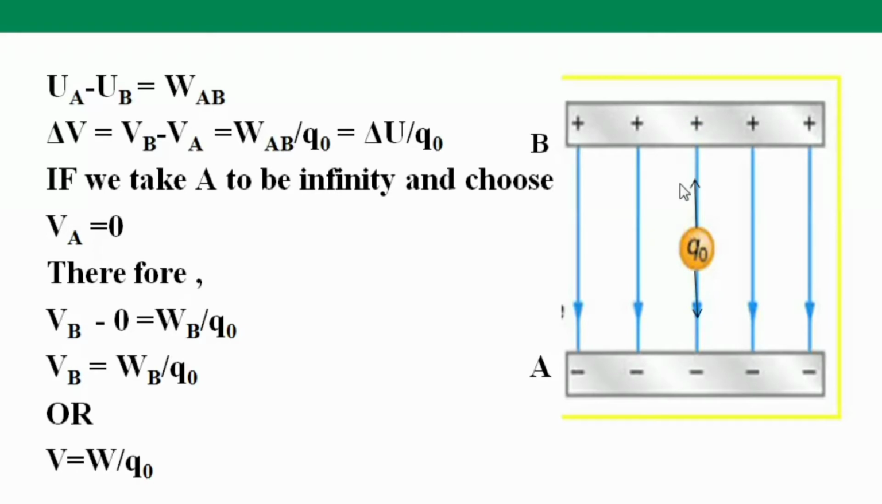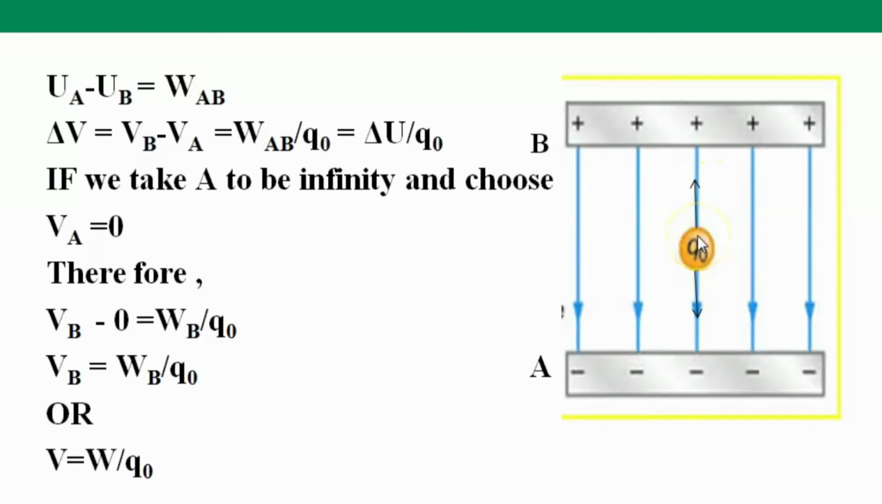So there are two forces acting on the charge: the external force, which is in the upward direction, and the electrostatic force, which is in the downward direction. The external force must be equal to the electrostatic force, and if the external force is equal to the electrostatic force, then the charge moves with uniform velocity.